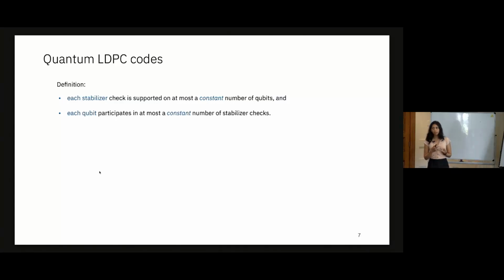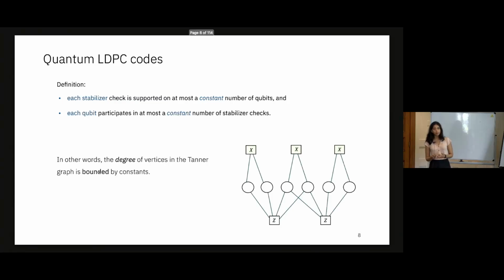The two main parts to this definition. One is that each stabilizer check has at most constant weight, so it involves only a constant number of qubits at most, and every qubit participates in a constant number of stabilizer checks. And these can be represented in many ways. This is a popular notation, which is the Tanner graph notation. Here, the X stabilizers are shown in squares above and Z as squares below. And this is just for a CSS code.